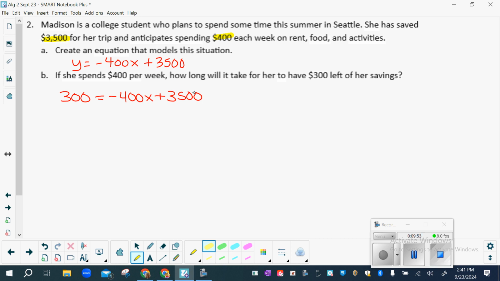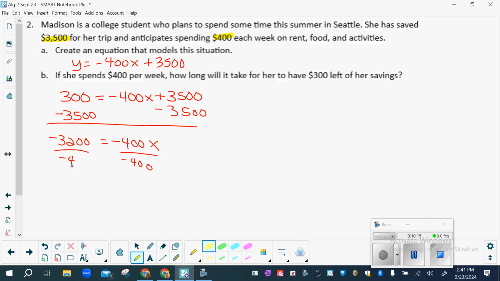And so now to solve it, subtract 3,500. What next? Divide by negative 400. And we get 8. And that's 8 what? 8 weeks.